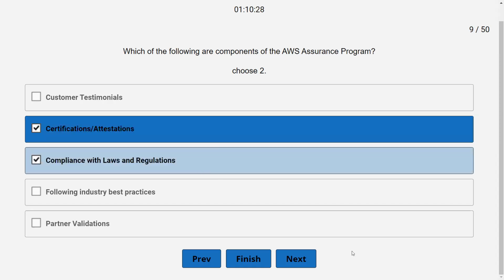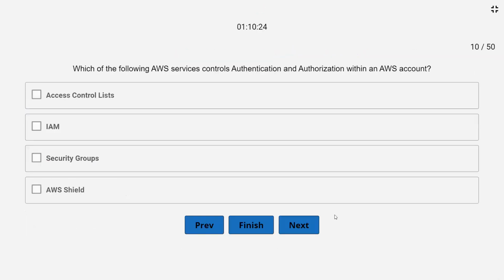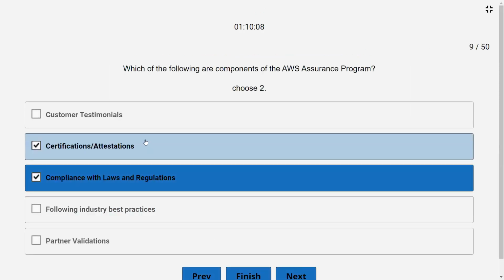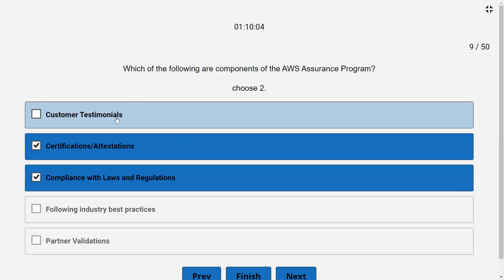So B and then C. All right. But what is the AWS assurance? It's more or less like why you should trust AWS, right? So it's not a service per se. It is the fact that AWS has certifications and attestations.